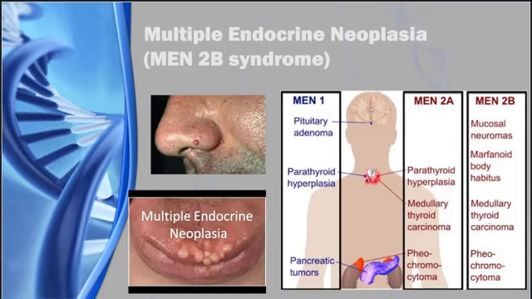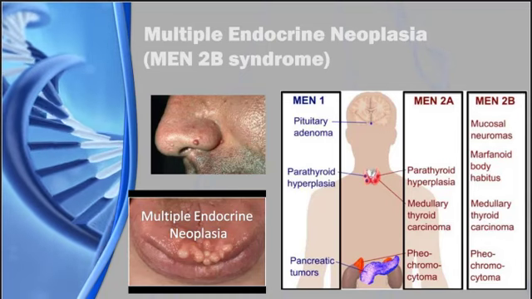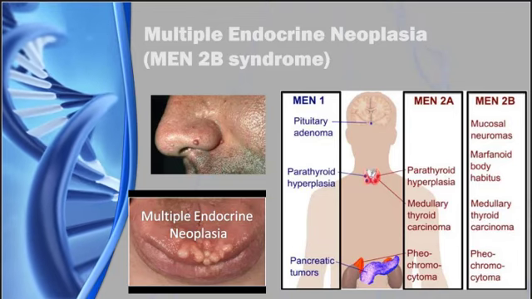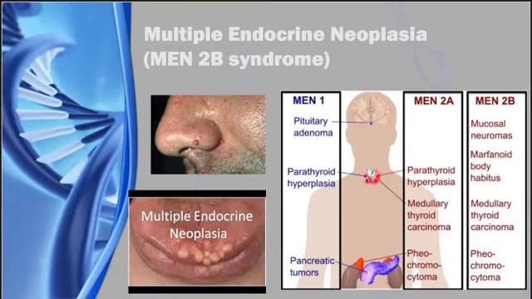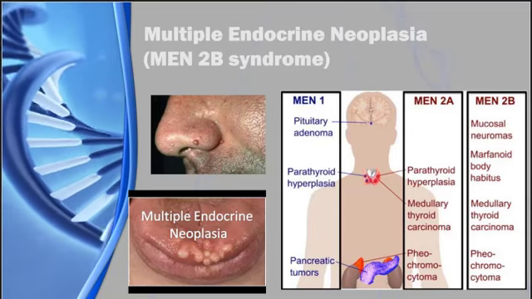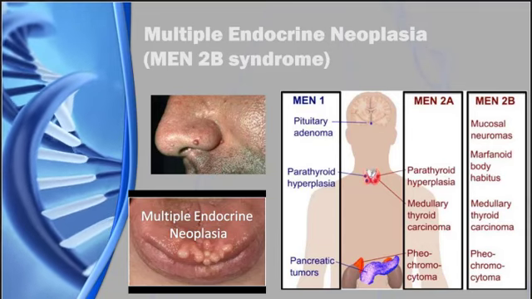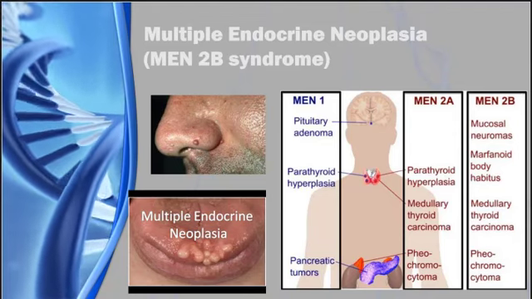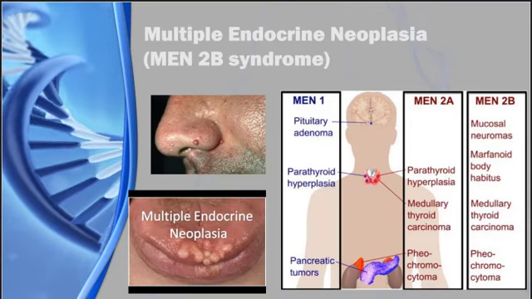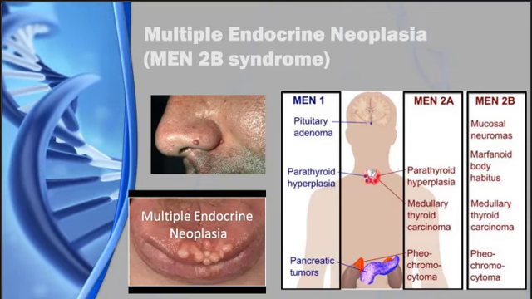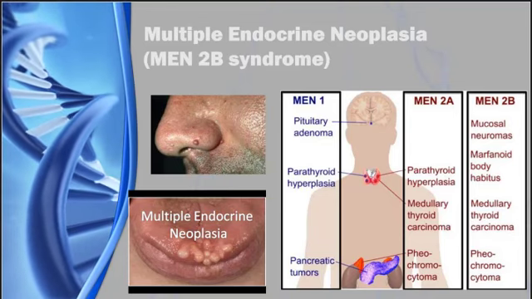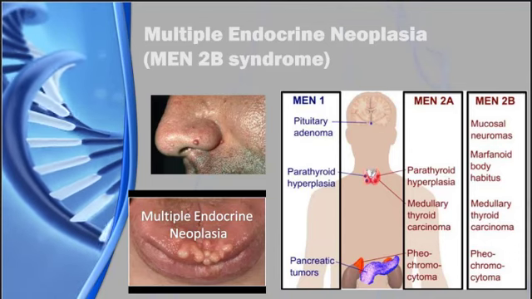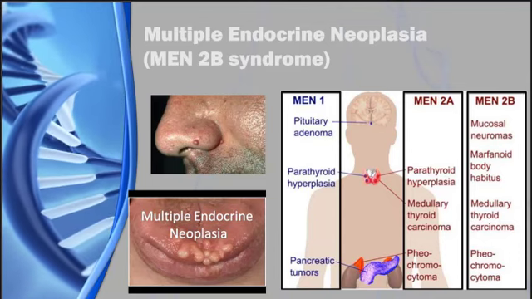Multiple endocrine neoplasia, MEN2B syndrome, is caused by a mutation in a gene called RET. The RET gene provides instructions for producing a protein that is essential for the normal development of several kinds of nerve cells. So as a result of that mutation, the patients will encounter multiple mucosal neuromas and medullary carcinoma of the thyroid gland, which is present in 75% of cases. They can also have benign neoplasms around the adrenal glands.